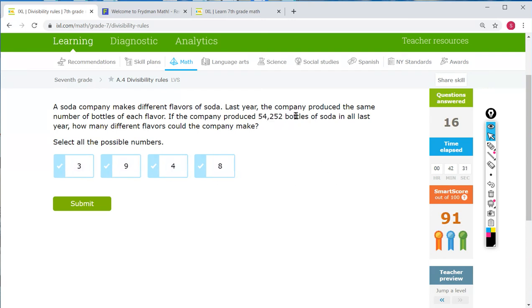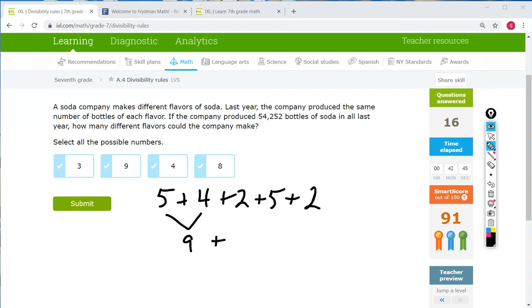Well, let's check them one by one. Is it divisible by 3? So let's add up all the digits. 5 plus 4 plus 2 plus 5 plus 2. And let's see here, 9. I'm not really doing this in a convenient way. I'm just doing it one by one.